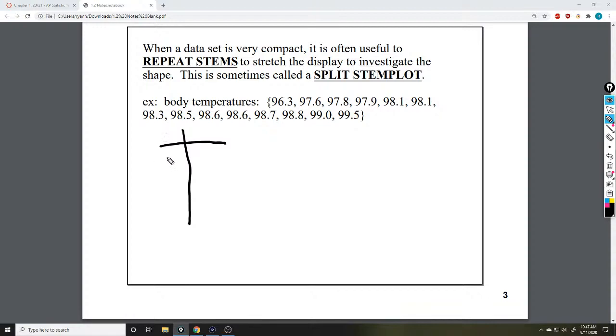then what we would have is, let's see, we've got 96, 97, 98, and 99. And over for the leaves, we have 96, 97, 98, and 99. Over on the leaves, we could have 96.3, 97.6, 0.8, 0.9, 0.1, 0.1.